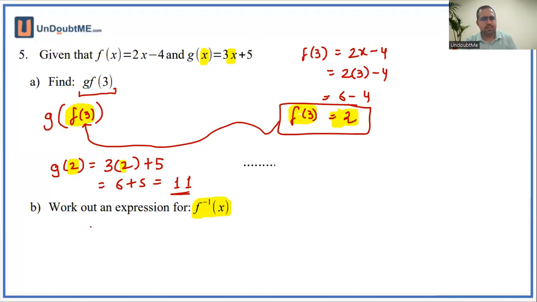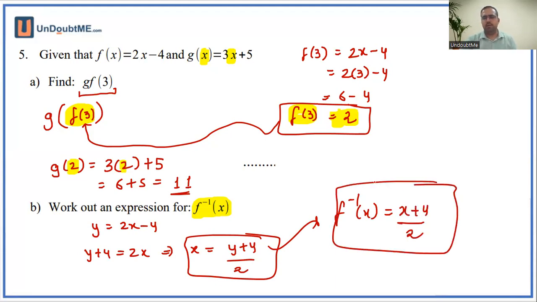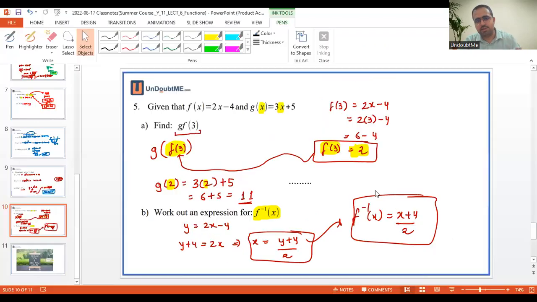So for this, I will just start with, I'll write f x as y is equal to 2x minus 4. Then y plus 4 is equal to 2x. That will give me x is equal to (y plus 4) by 2. And then I will just interchange x and y, and that will be rewritten as f inverse x is equal to (x plus 4) divided by 2. That's it.